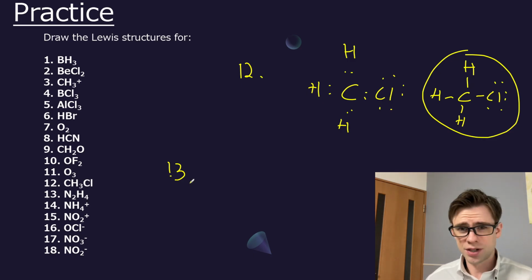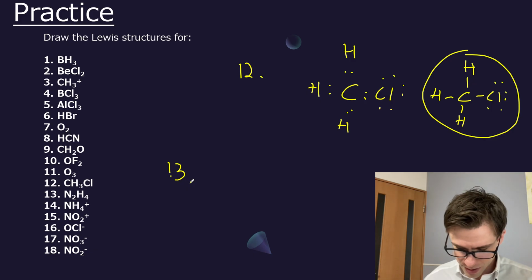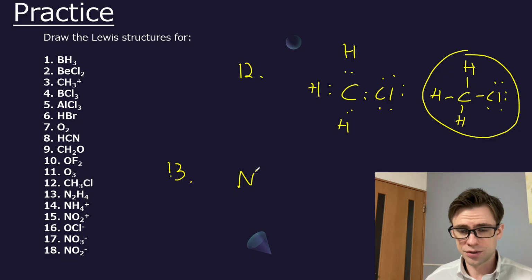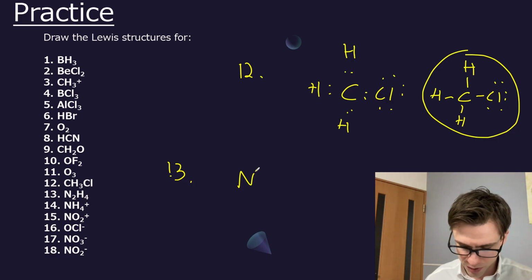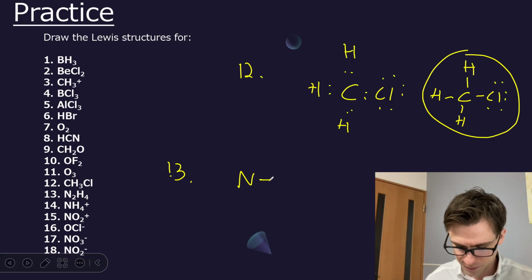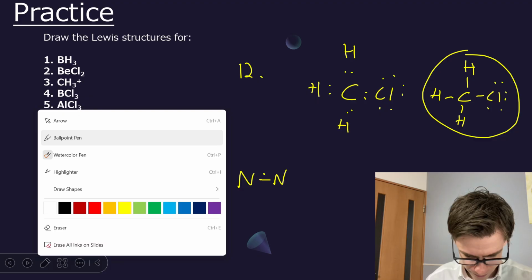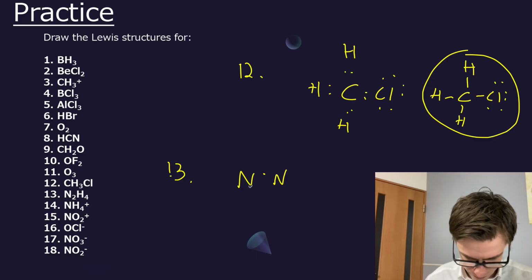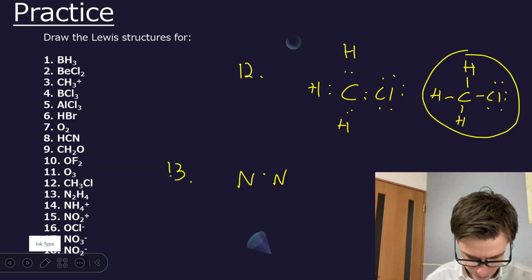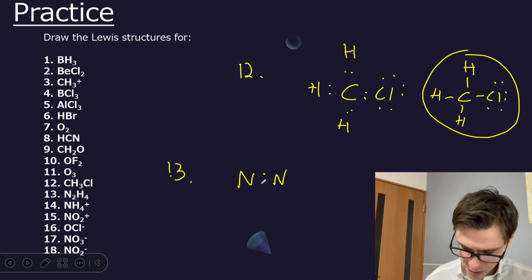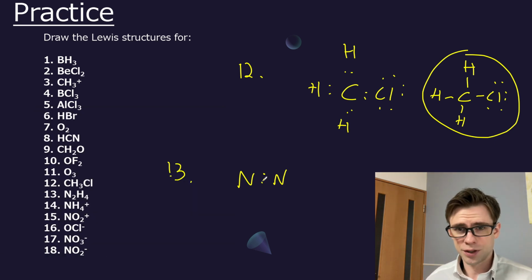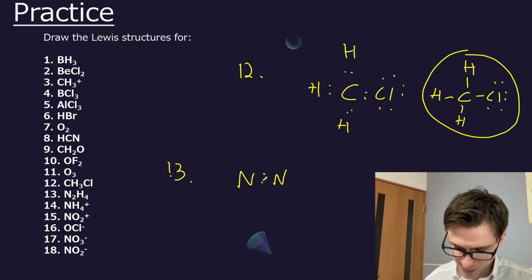N2H4. Here's a bit of a challenge because there's not going to be a central atom. You'd probably choose nitrogen, but rather than just saying nitrogen is central, there's going to be kind of a central unit here of an N-N bond. I'll draw these with electrons first. So this is sort of going to be our fundamental central unit of this molecule.